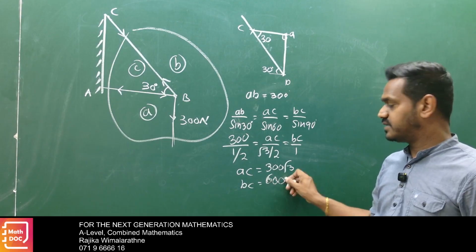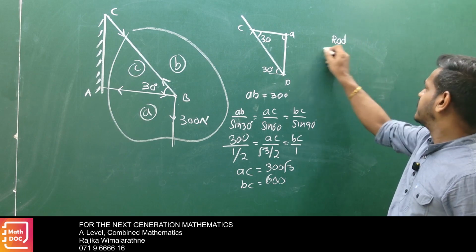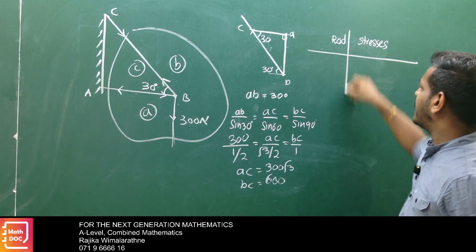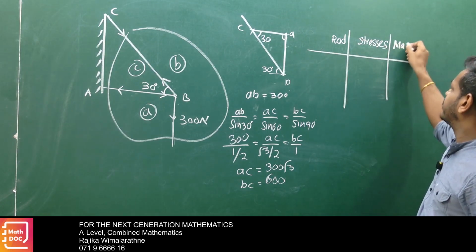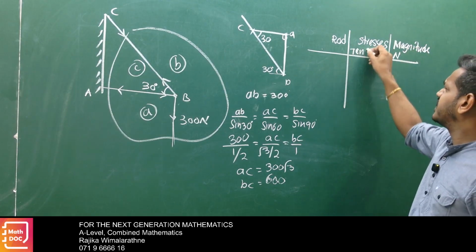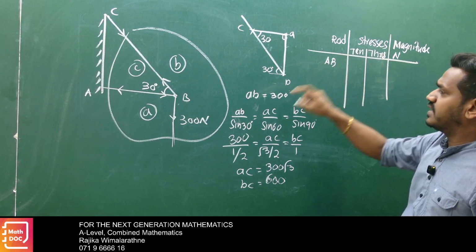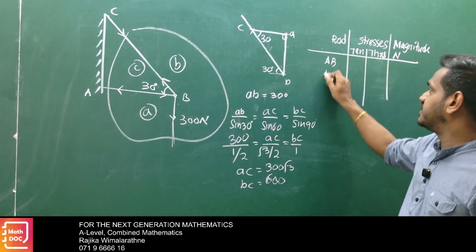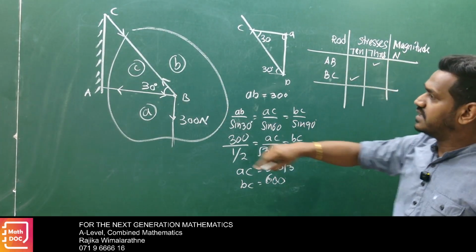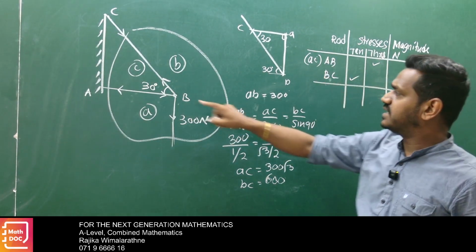BC equals 600. Okay. Then rod stresses and magnitude. So that is in newtons, here tension and here thrust. Then we have two rods, AB and AC, BC. Then AB thrust, BC tension. Then AB represented by AC, BC represented by the same BC.